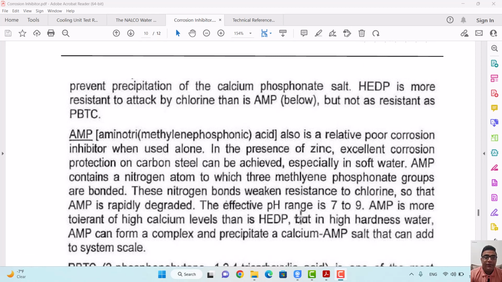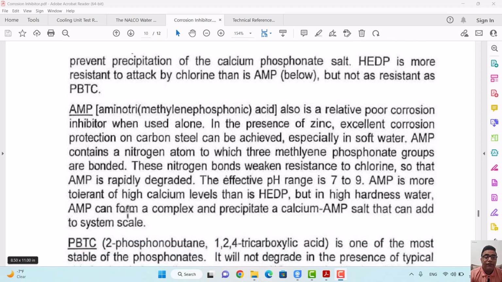The effective pH range is 7 to 9. AMP is more tolerant of high calcium levels than HEDP, but in high hardness water, AMP can form a complex and precipitate a calcium AMP salt that can add to system scale.